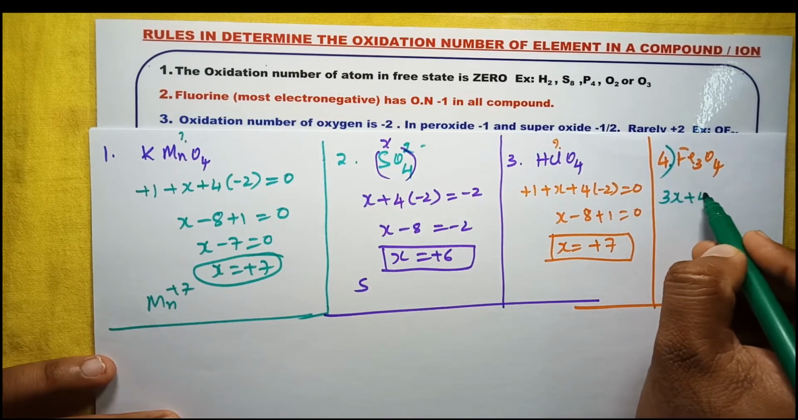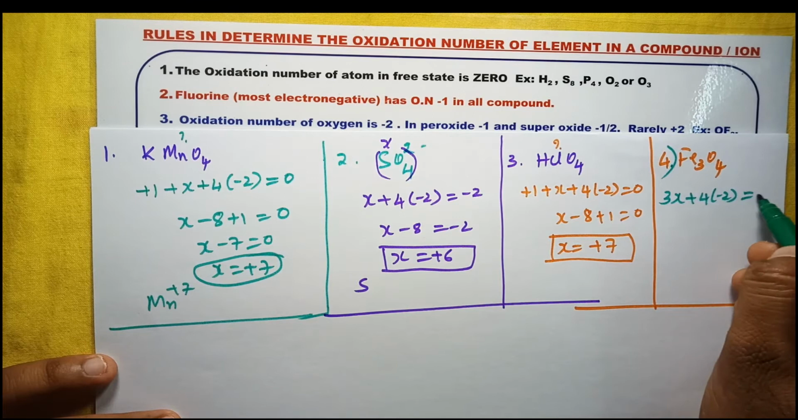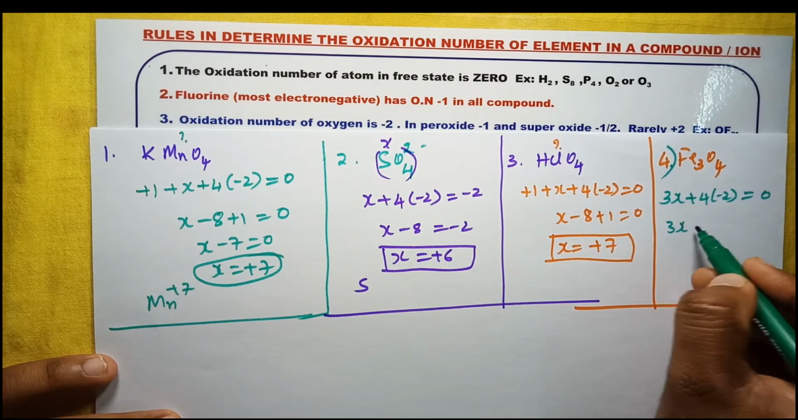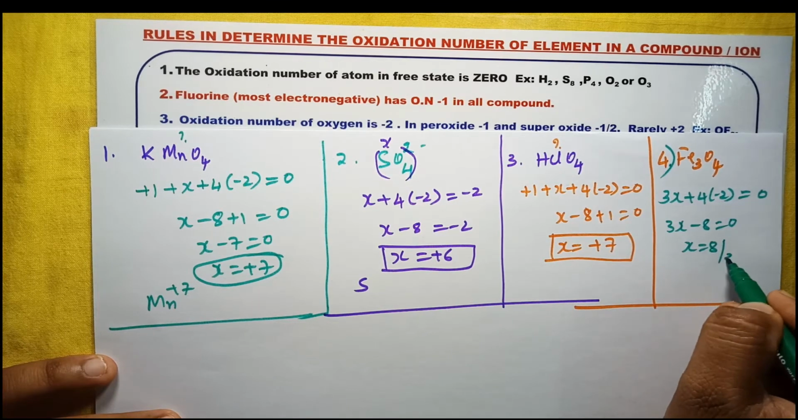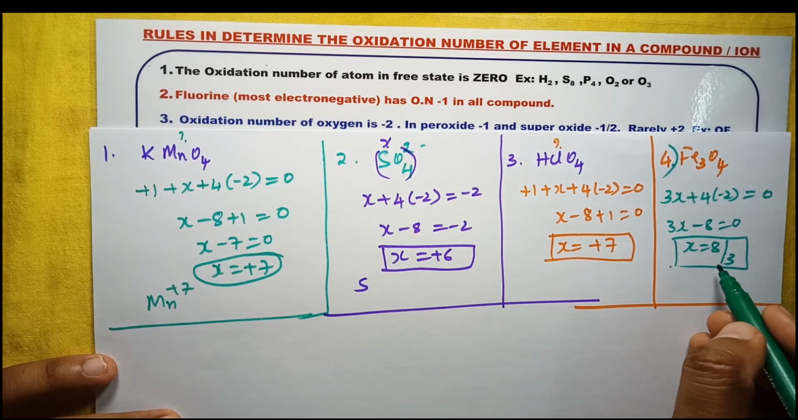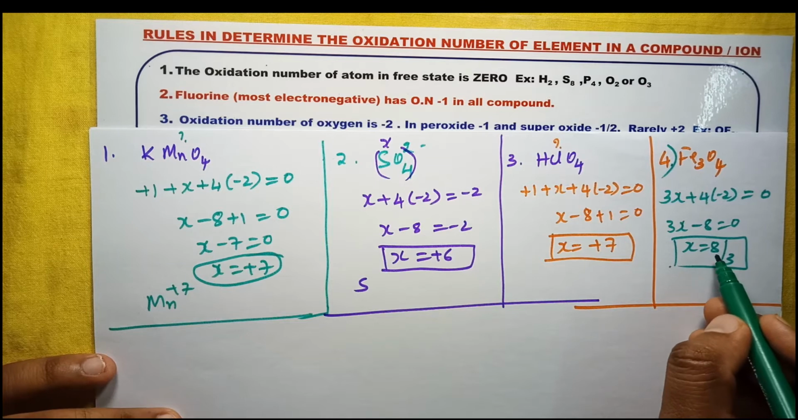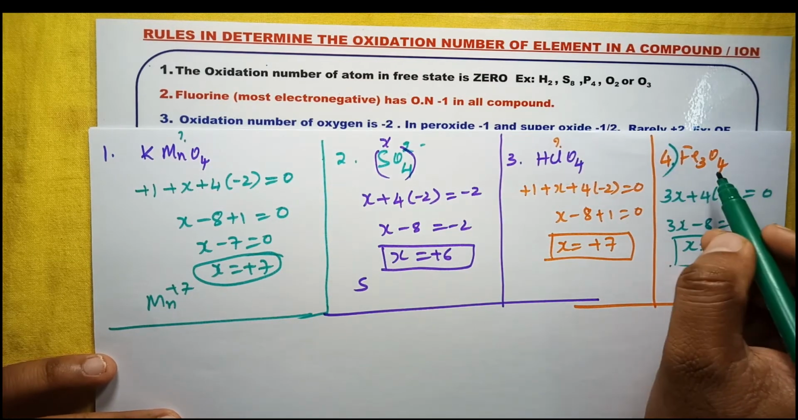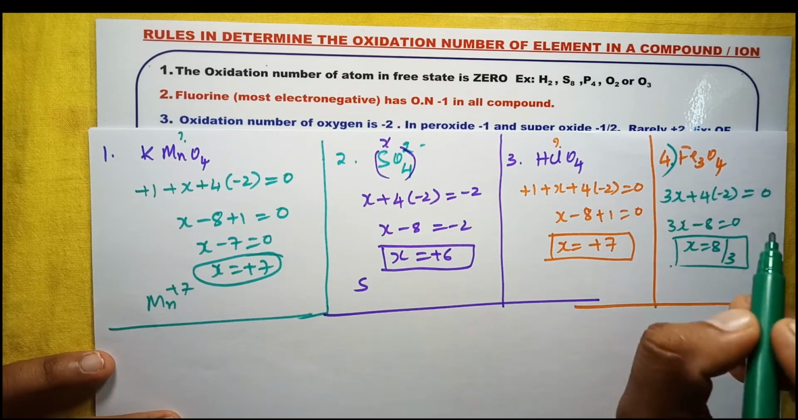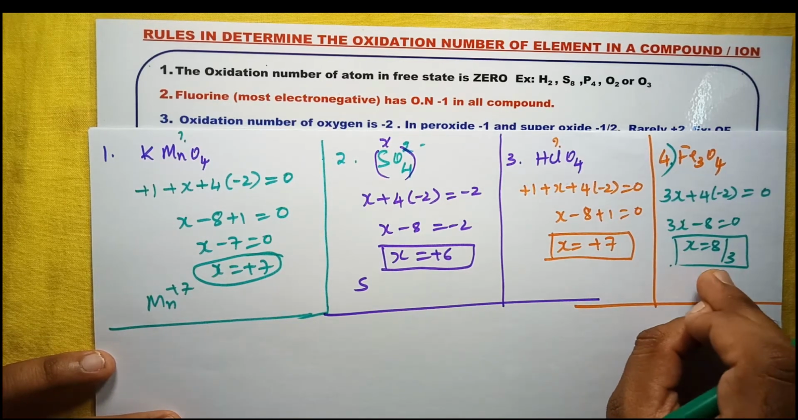3x plus 4 into -2 equals 0. 3x minus 8 equals 0. X is equal to 8/3. So this is the average oxidation state of 3 iron present in the Fe3O4. So what is the oxidation state of each iron? For that we should know the structure.